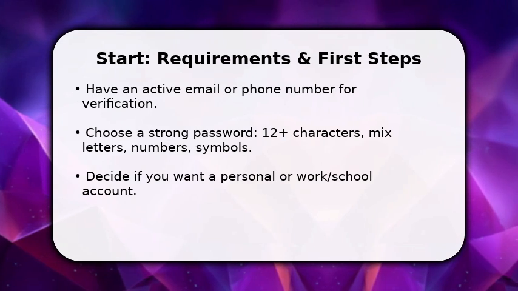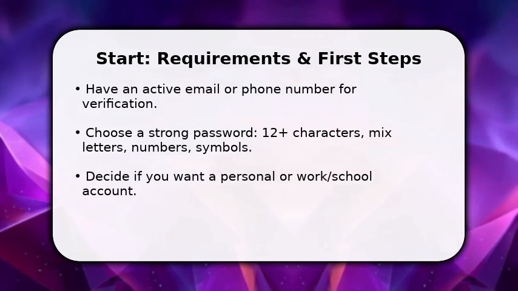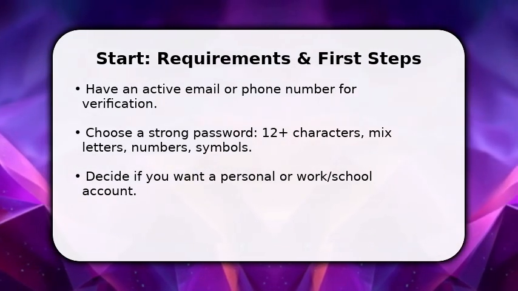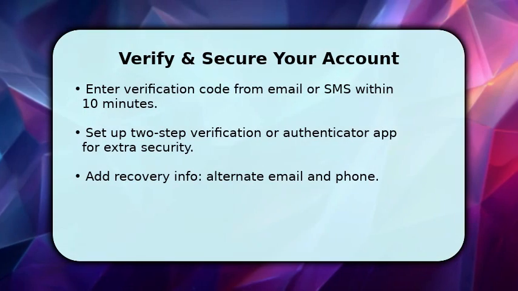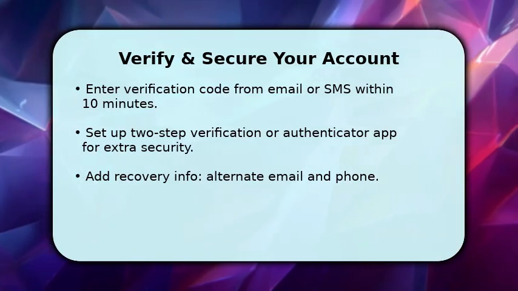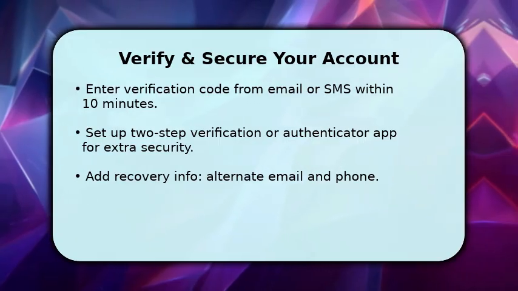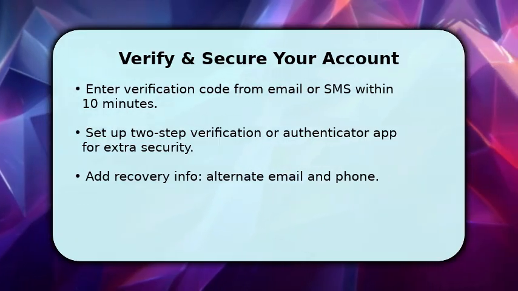Next, you verify identity and lock down security. After entering the code, enable two-step verification or install the Microsoft Authenticator app. This adds a one-time code layer that prevents password-only breaches. Once activated, register an alternate email and phone number so you can recover access if you forget credentials.